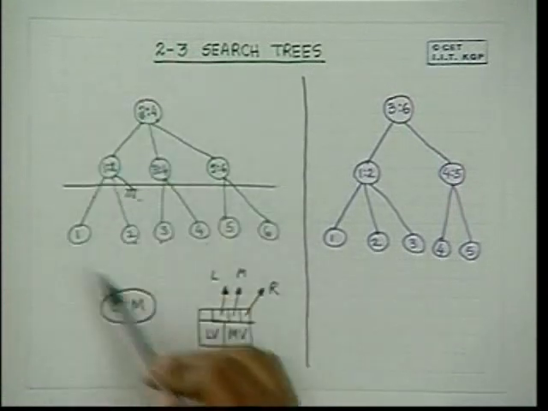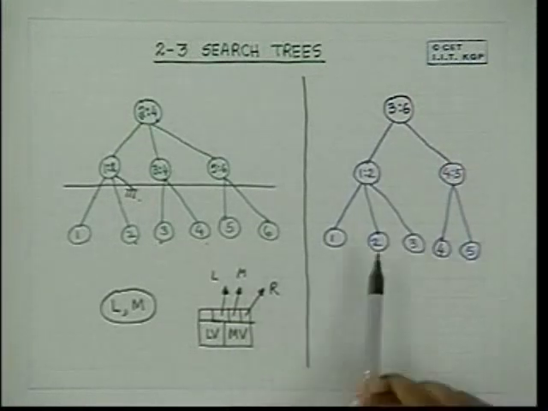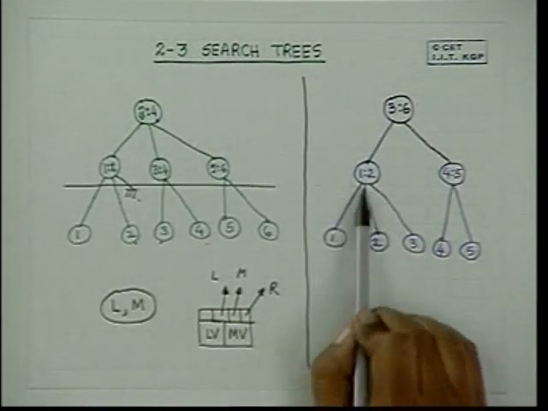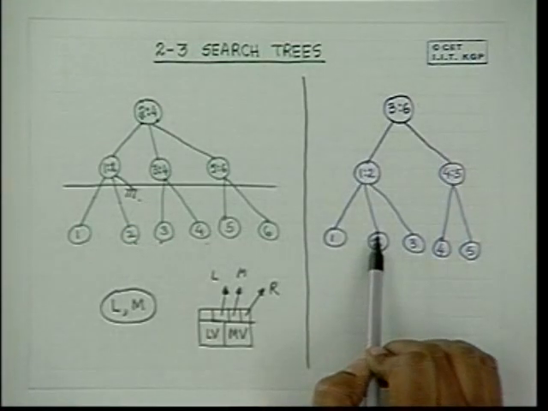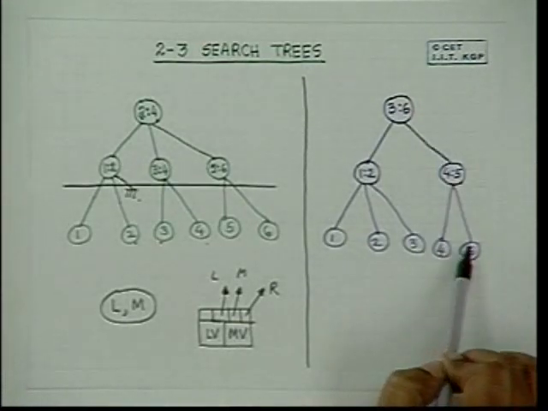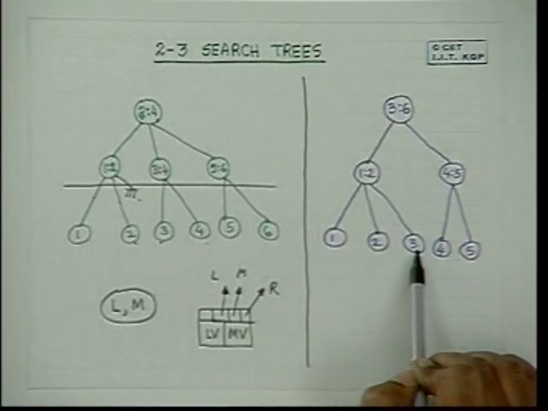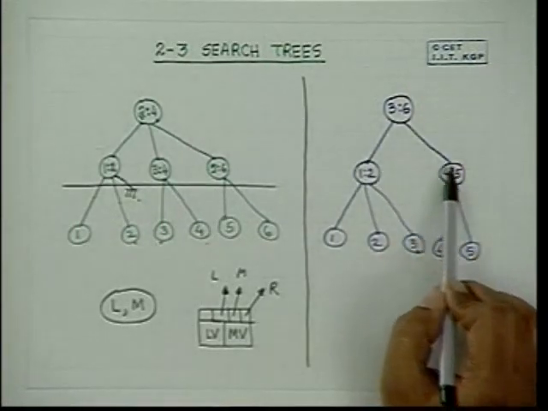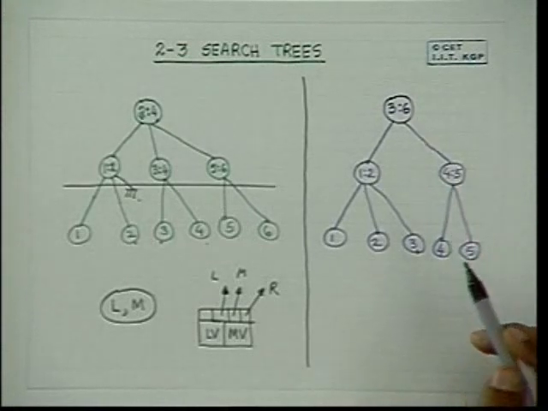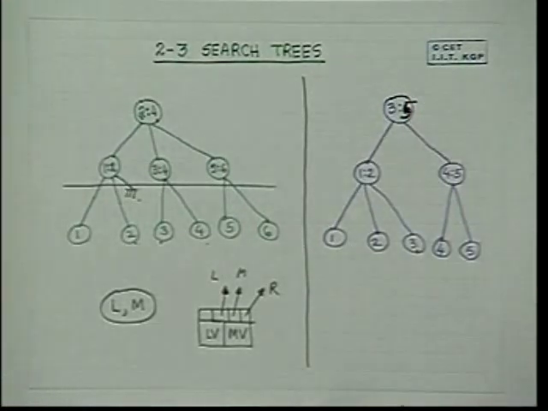All right. So, let us take another example. Here there are 3 children, 2 children, 2 children. This is also a 2-3 tree. Here L value is 1, M value is 2. Here L value is 4, M value is 5. Here L value is 3, it is the largest on the left, and M value is, where did I get 6? It's 5, because it's the largest on the right.